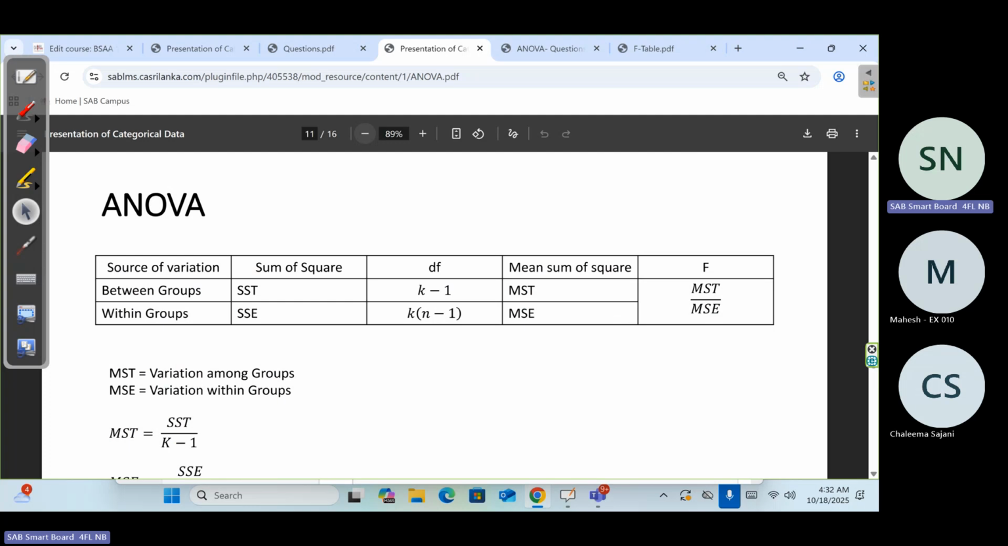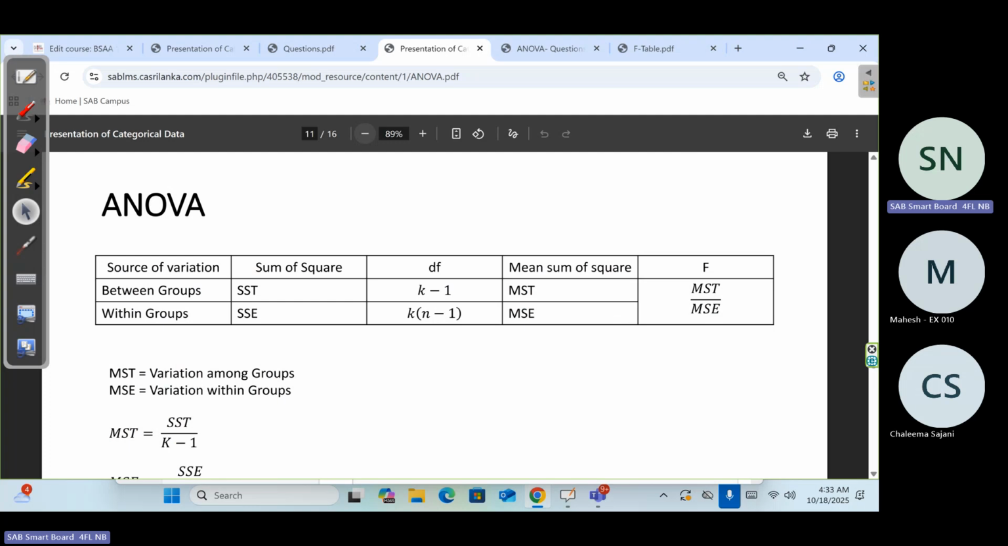The DF value between groups: here we use K minus 1. Then we have 3 groups. What's the degree of freedom? 3 minus 1. Between groups, okay, then the source of variation is between groups.